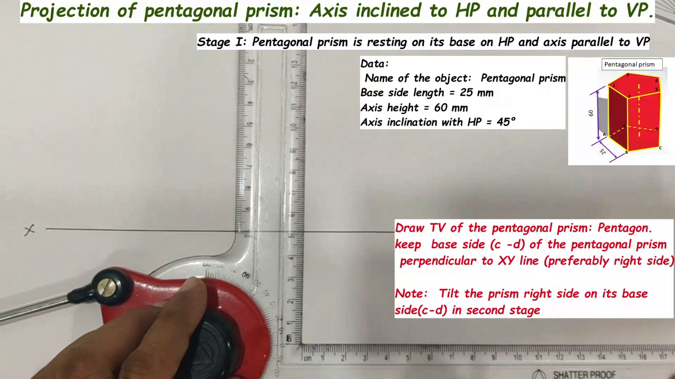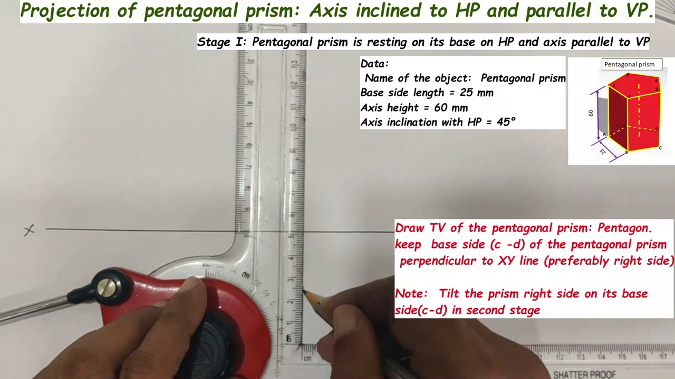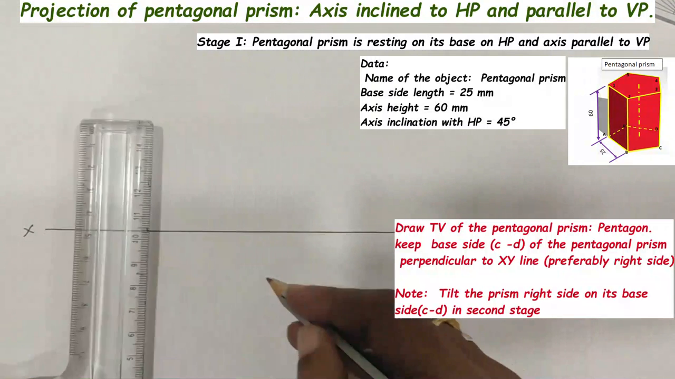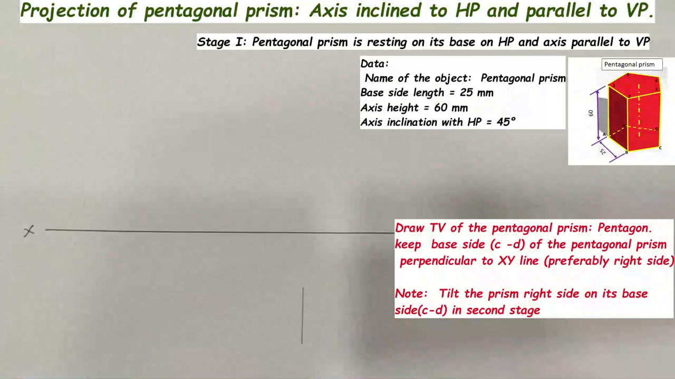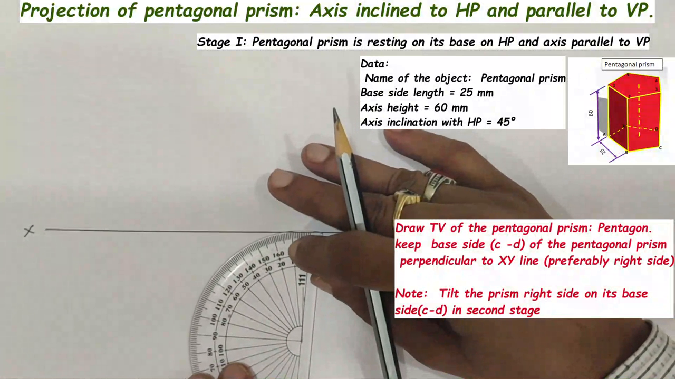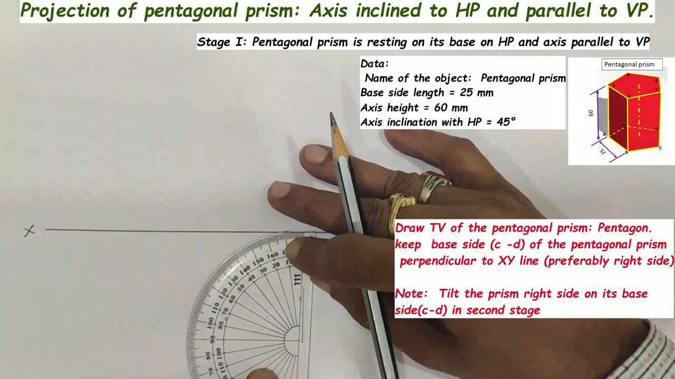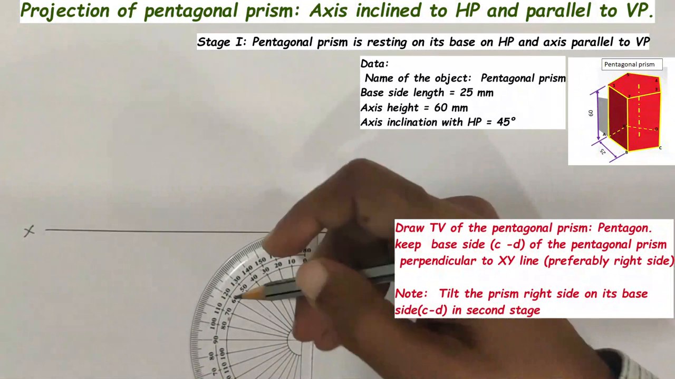that side kept on the right side, and the length of the base side of the pentagon is 25 mm. Then complete the construction of the pentagon. Here the angle between two adjacent sides of a pentagon is 108 degrees. Here the base side length is 25 mm.